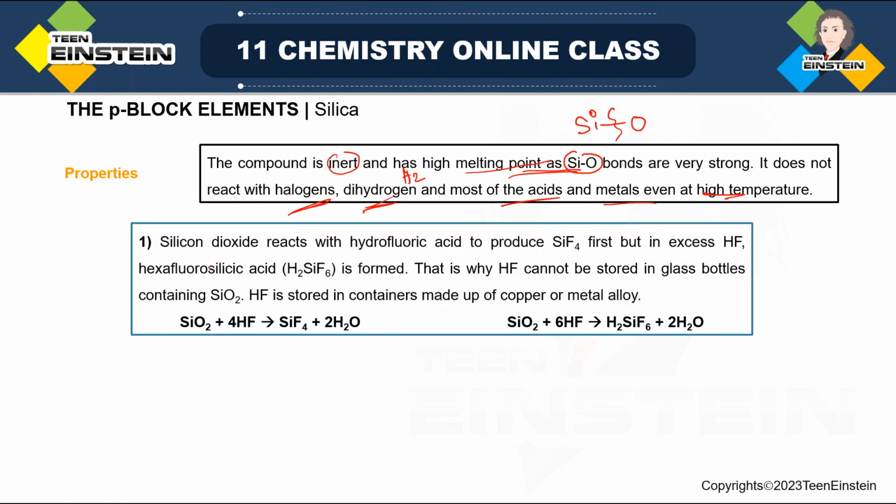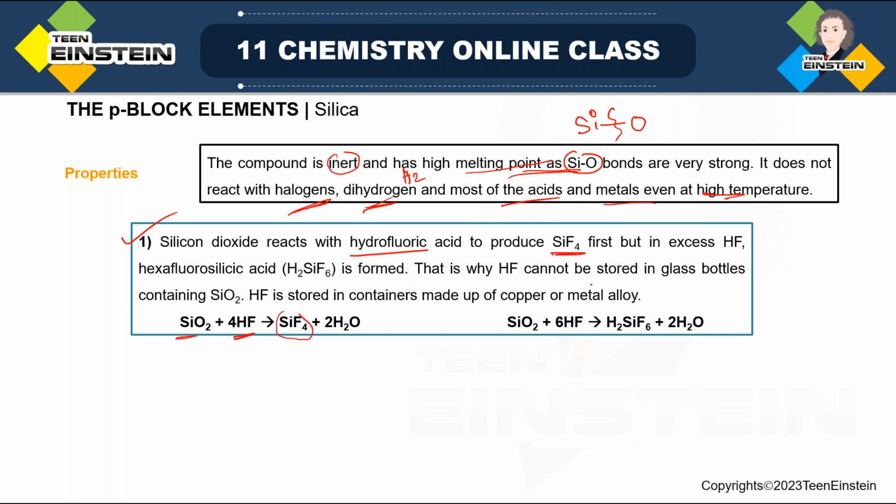The first reaction here, as you can see, number 1, is the reaction with HF. This is the only acid with which there is a reaction of SiO2. But with HCl, HNO3, H2SO4, there is no reaction. So silicon dioxide reacts with HF, which is basically hydrofluoric acid, and the product that we get is SiF4. But it depends on the mole ratio. Suppose the mole ratio is 1:4, then first we will get SiF4.